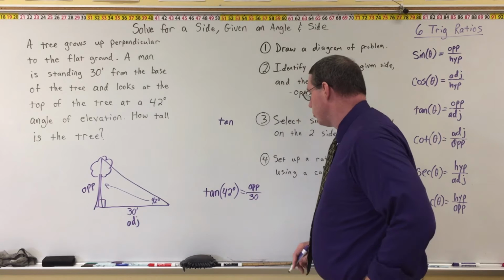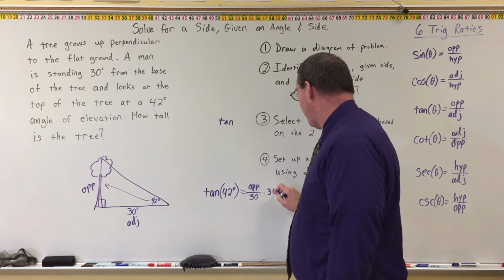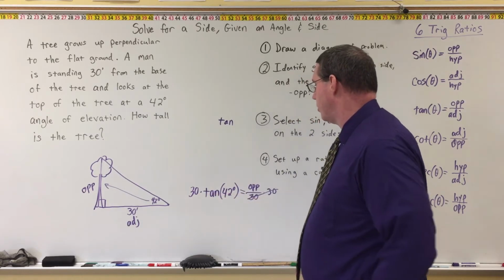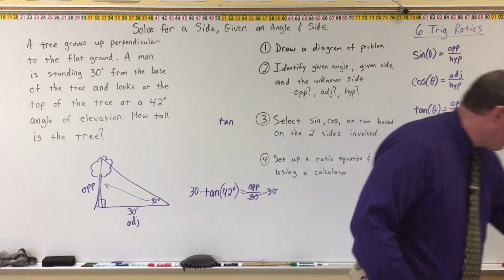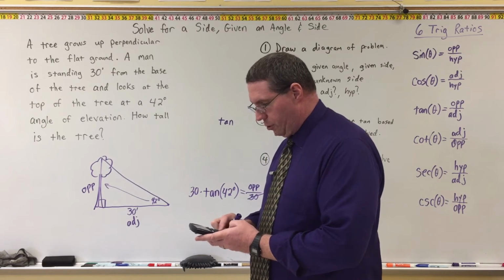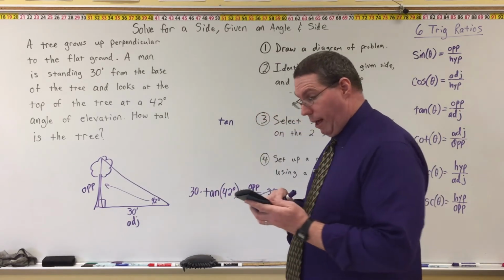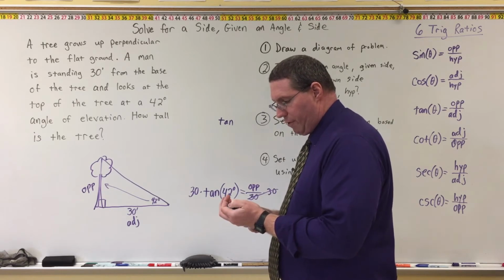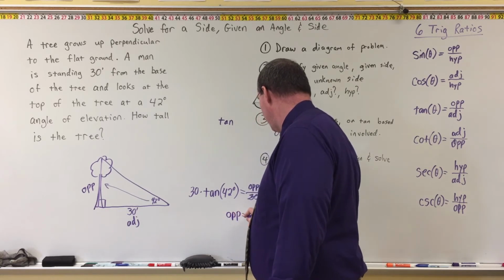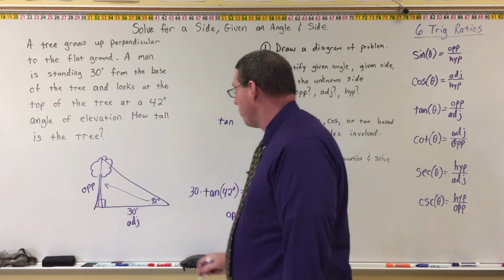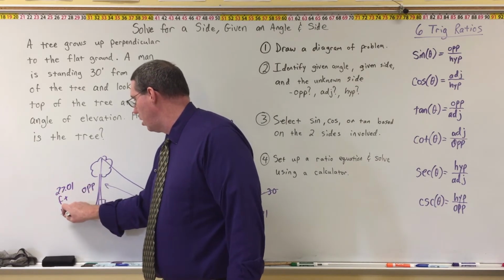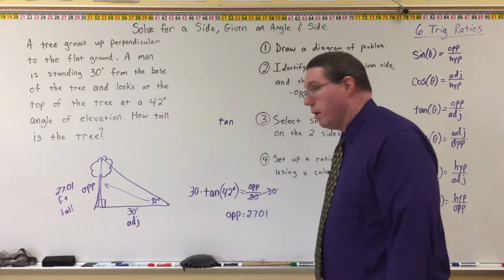And now we're just going to solve algebraically. So we're going to cancel the 30, so multiply by 30 on both sides. Cancel. And opposite is equal to 30 times tangent of 42. So I'll grab a calculator, and I'll do 30 times tangent of 42. I'm going to make sure I'm in degree mode in the calculator. And I get 27.01. So the opposite side is 27.01. Therefore, the tree is 27.01 feet tall. Okay, 27.01 feet tall.